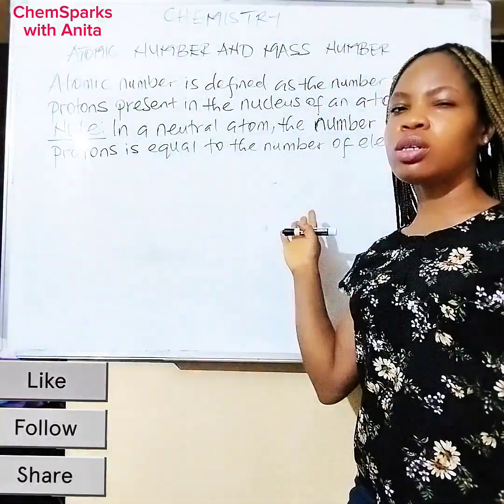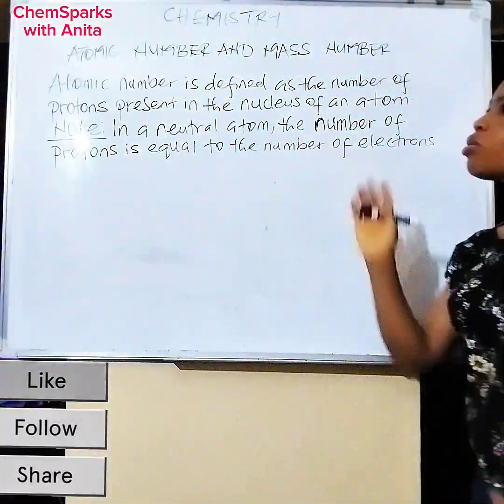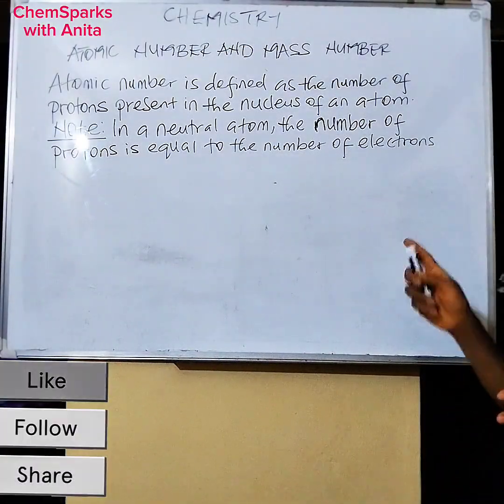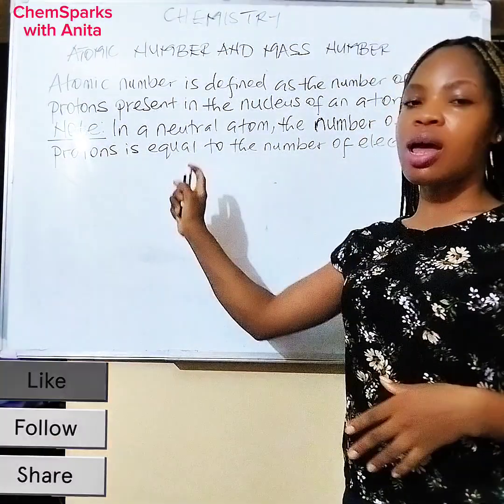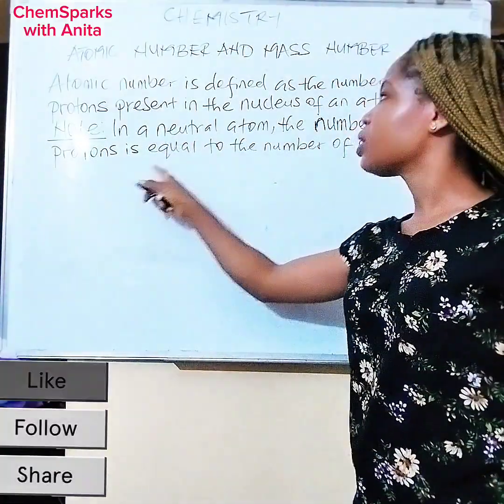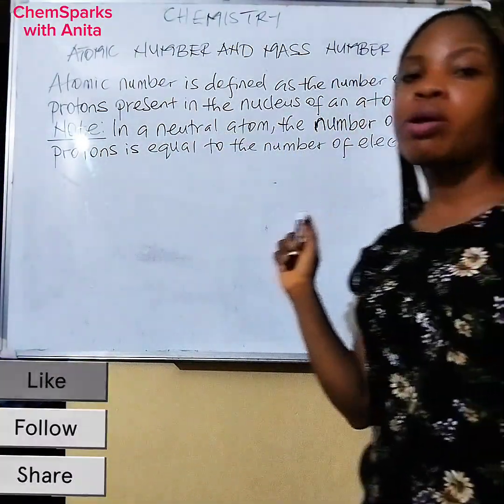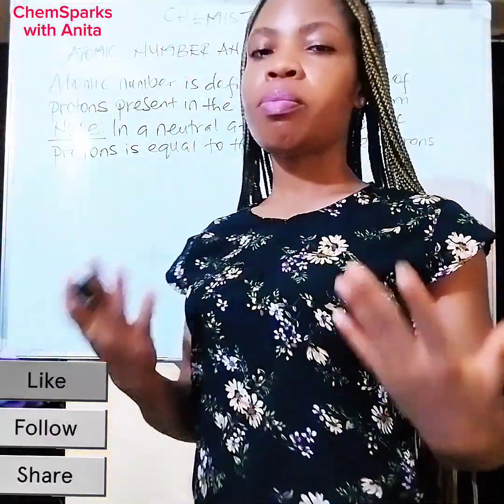So the definition is on the board. We define atomic number as the number of protons present in the nucleus of an atom. Then I went ahead to let you know that in a neutral atom, the number of protons is equal to the number of electrons.